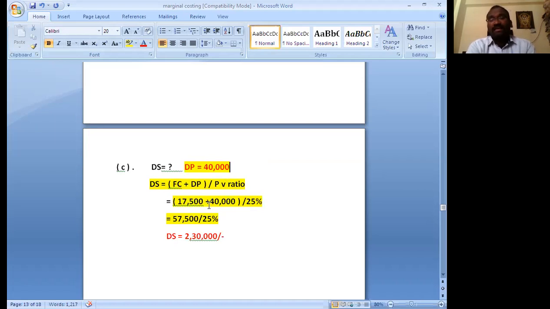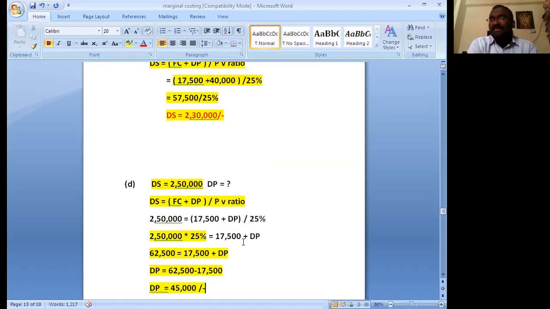So 17,500 plus 40,000 gives 57,500, divided by 25%. Now you are getting the desired sales of 2,30,000. So 2,30,000 is the desired sales you are calculating. If you sell 2,30,000 in sales, you are getting the profit of 40,000. If your sales increase, your profit also increases. If sales are less than 2,30,000, your profit is also less than 40,000. So that is the purpose for calculating the desired sales.